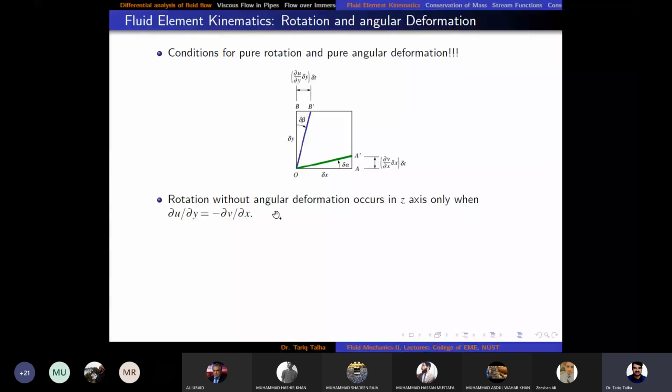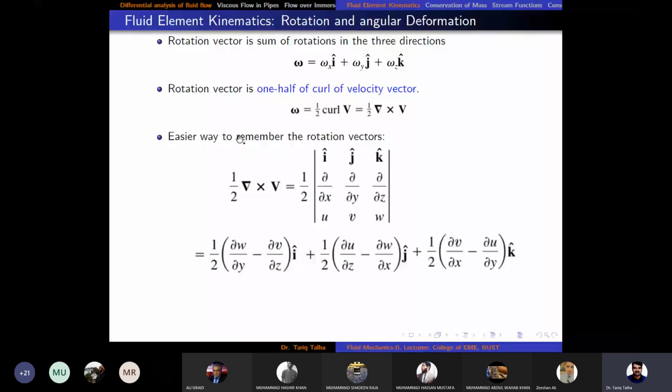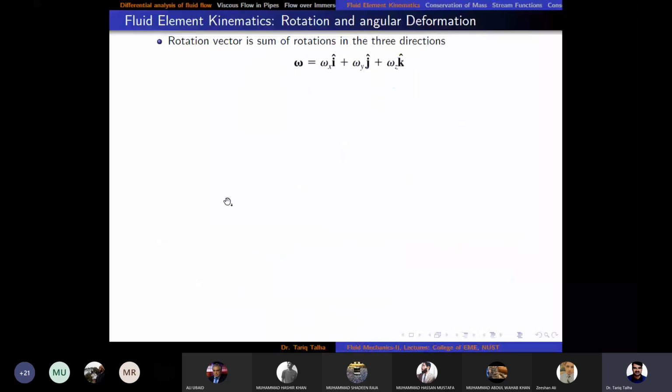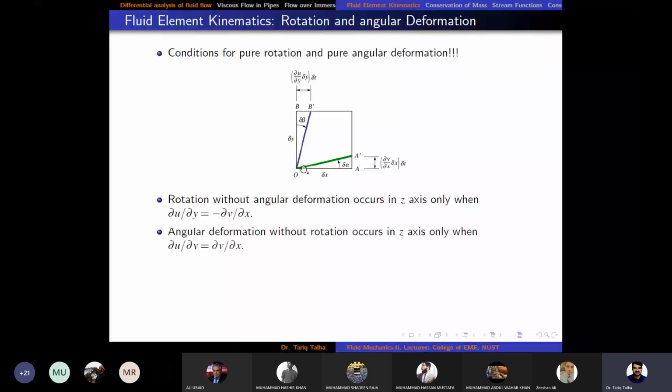Secondly, if we want to have angular deformation without rotation, without rotation means that we have got wz equal to 0. In that case, partial v by partial x would be equal to partial u by partial y. What does it mean? That the element has not been rotated.